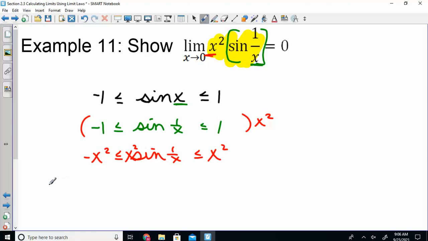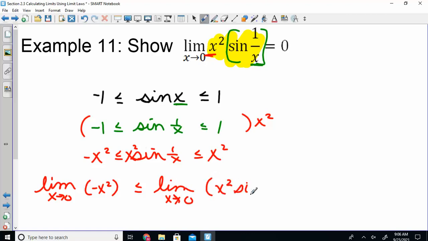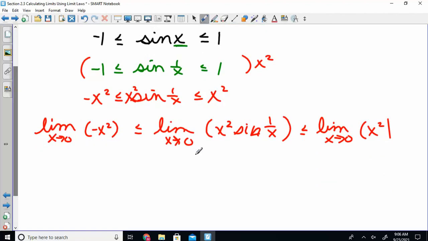So now the next piece I'm going to add in is my limit, and we're going to do it on all of them. So I have the limit as x approaches 0 of negative x squared, which has to be less than or equal to the limit as x approaches 0 of x squared sine of 1 over x, which is less than or equal to the limit as x approaches 0 of x squared. Okay, I still don't know how to do the limit of the middle, so I'm not going to be able to get that one. But the ends, we can.